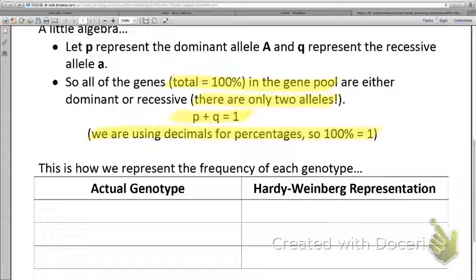That's all of the possible alleles in the population. So if we take a look at this, the actual genotype, homozygous dominant, and remember we're using P to represent the dominant allele A. So if our P is a variable, that's P squared. P times P.